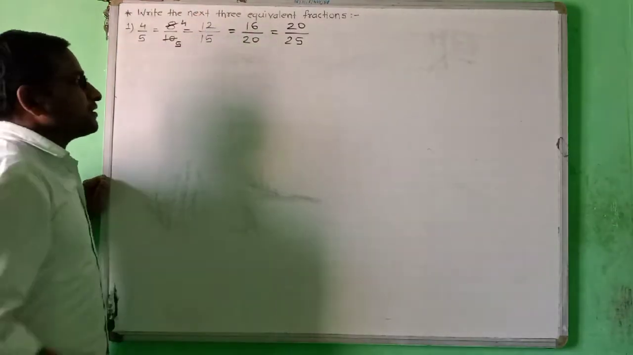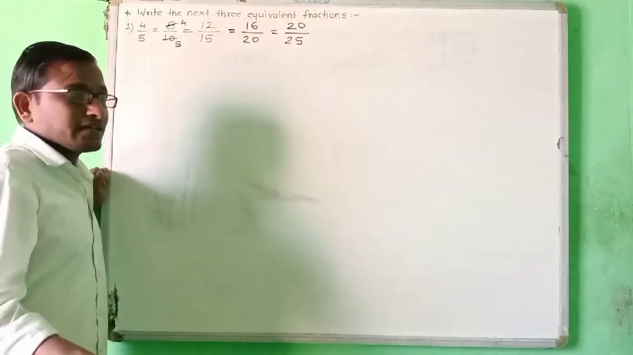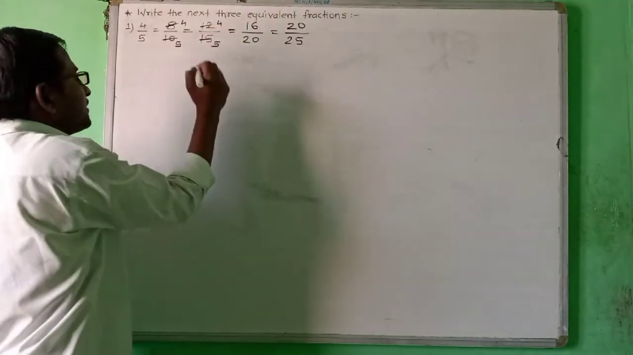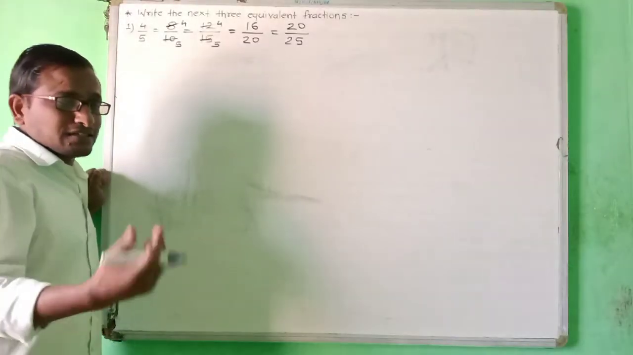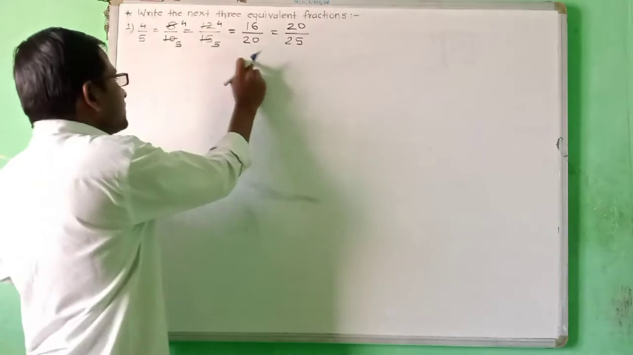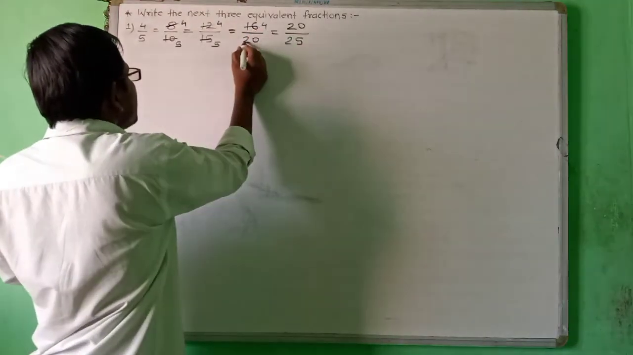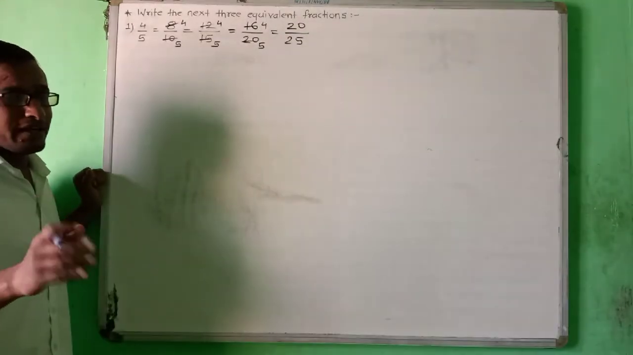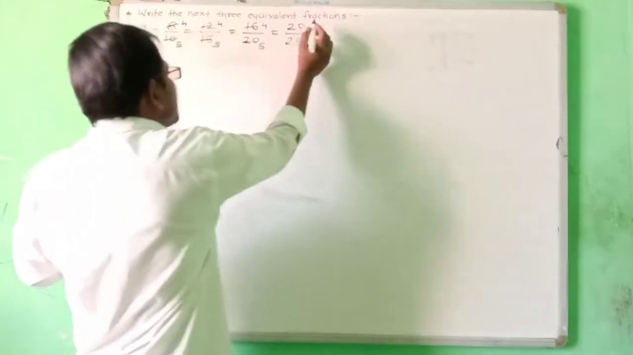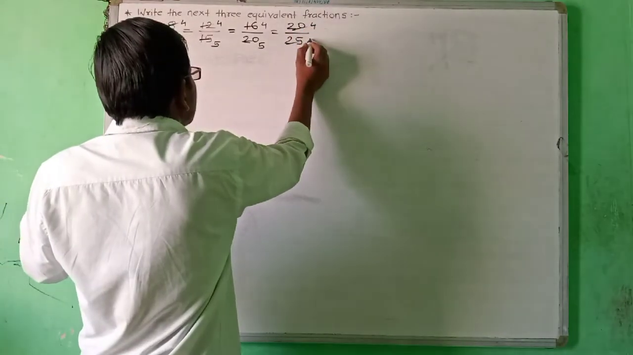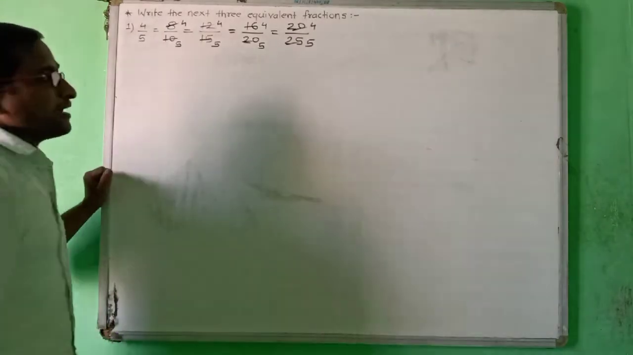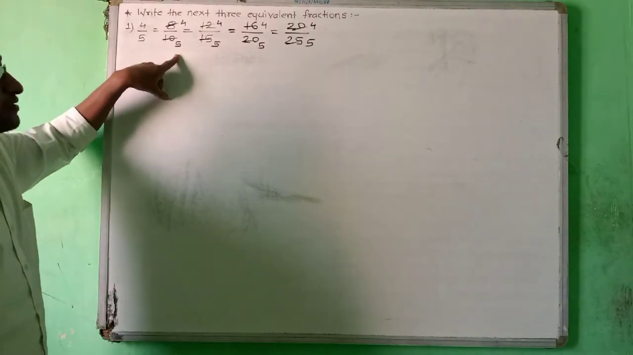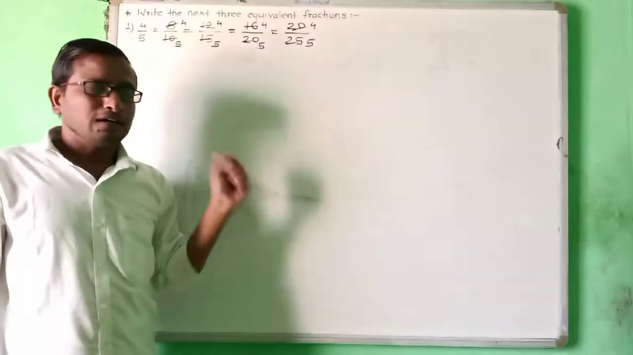Same here, 12 upon 15. 12 and 15 are present in the table of 3. 3 4s are 12, 3 5s are 15. Then 16 upon 20, 16 and 20 are present in the table of 4. 4 4s are 16, 4 5s are 20. Then 20 upon 25 is present in the table of 5, so you divide by 5. 5 4s are 20, 5 5s are 25. So all fractions have the same value, 4 upon 5. These fractions are called equivalent fractions.